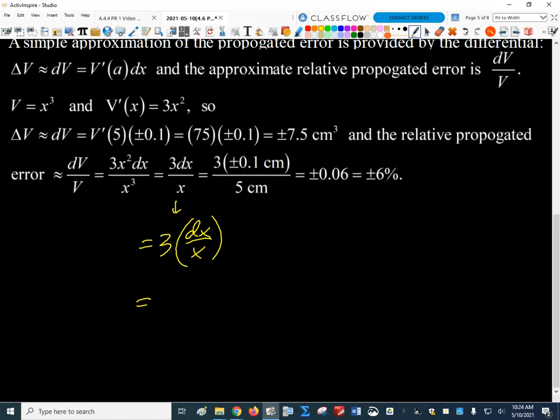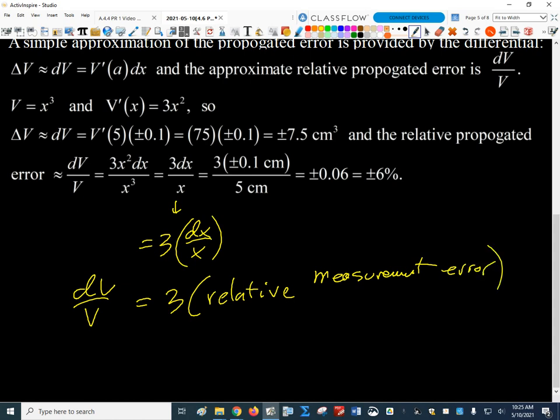We end up with our propagated error is equal to 3 times our relative measurement error. Okay, that's pretty interesting to know. So whatever our error in measuring is, it's going to get 3 times worse. The relative error is going to get 3 times worse when it gets propagated through that calculation, right? So if I had a 1% measurement error, I should expect a 3% propagated error, right?